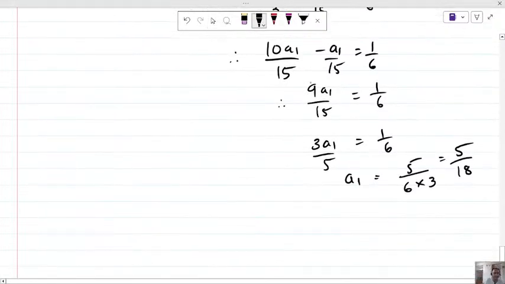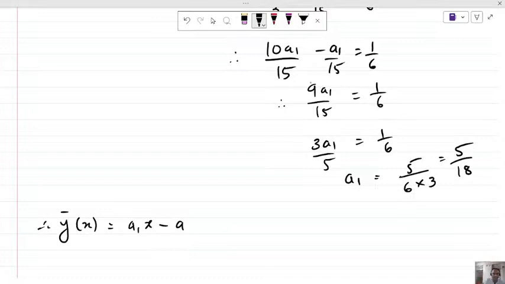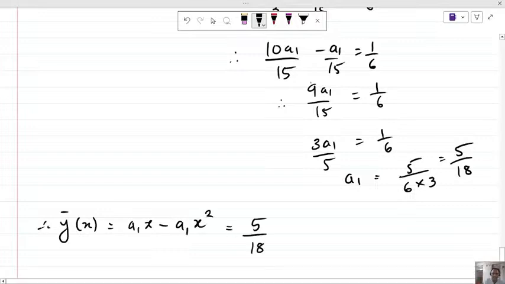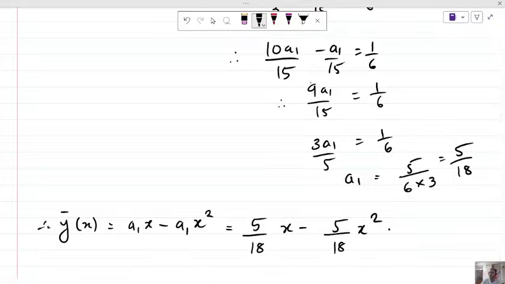So finally we will be able to say y bar of x is equal to a1x minus a1x square. So this is 5 by 18 x minus 5 by 18 x square. This is how it is done. So I hope you followed these two examples for converting the differential equation to a variational problem and solving it.